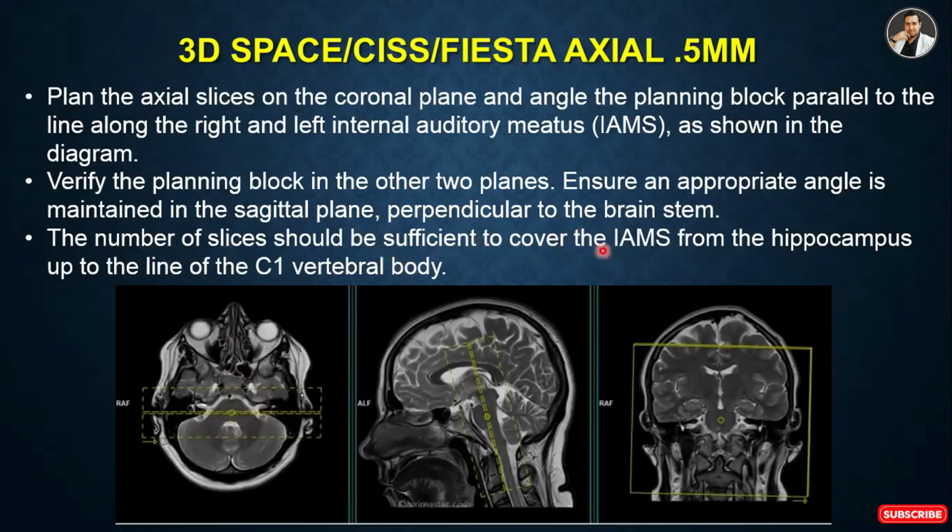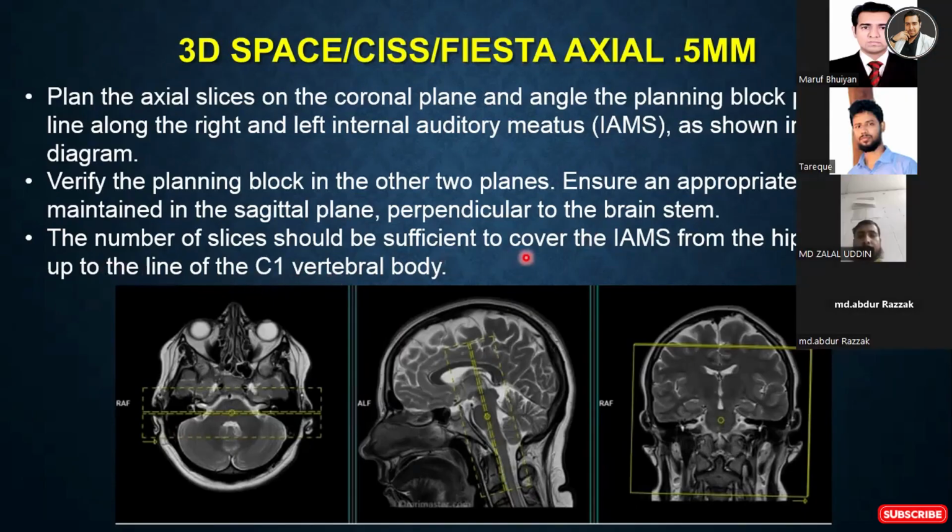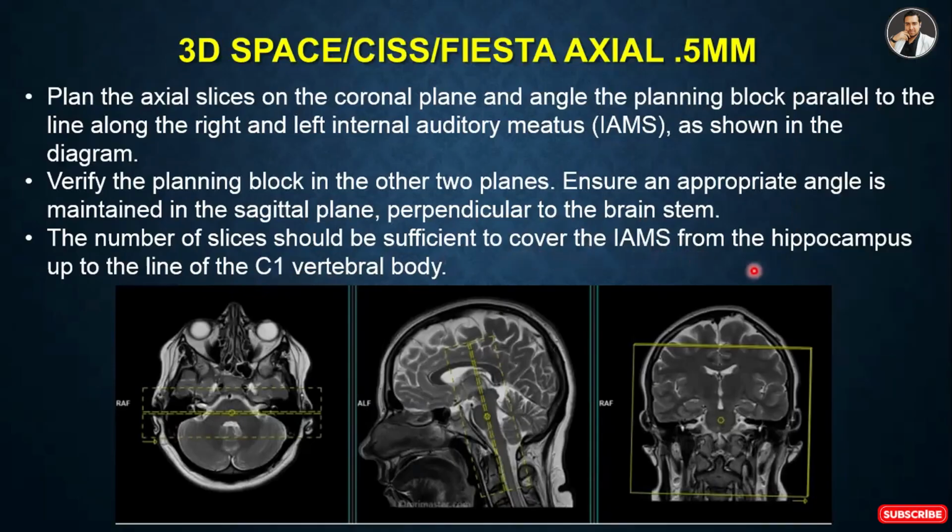The sizes are determined by the internal auditory meters, and the hippocampus, first. The C1 vertebral body, then the C1 vertebral body. That's how we plan the internal auditory meters, from the hippocampus.